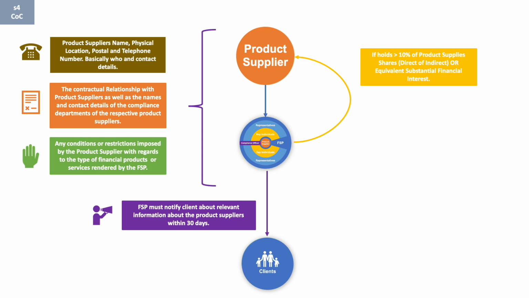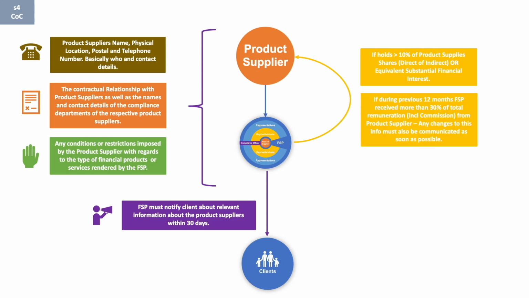So when we say directly, that would mean the FSP holds the shares in the product supplier. When we say indirectly, it would mean that we hold the shares in some other way, either through another company or person. It is also important to see that the Code of Conduct extends this to also say "or equivalent substantial financial interest." So basically saying that it does not have to be through holding of shares, but if there is a financial interest that is equivalent to holding 10% of the product supplier's shares.